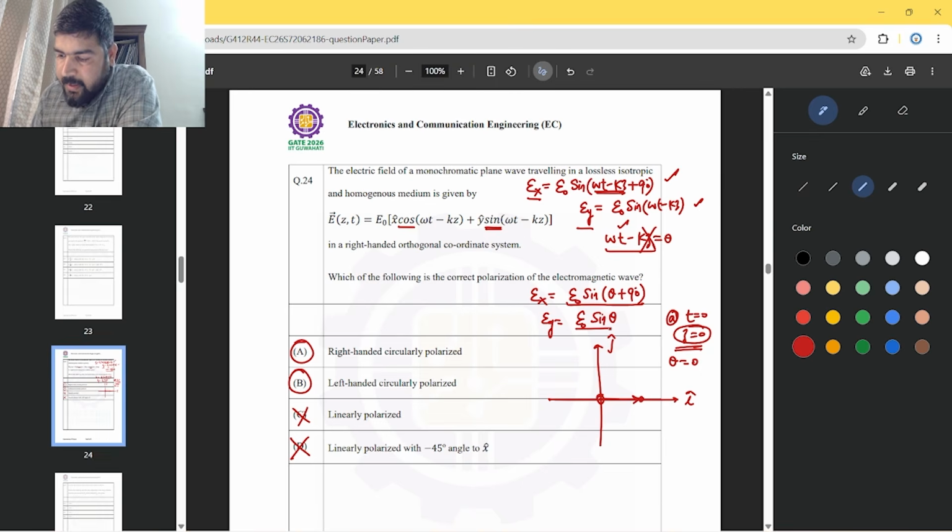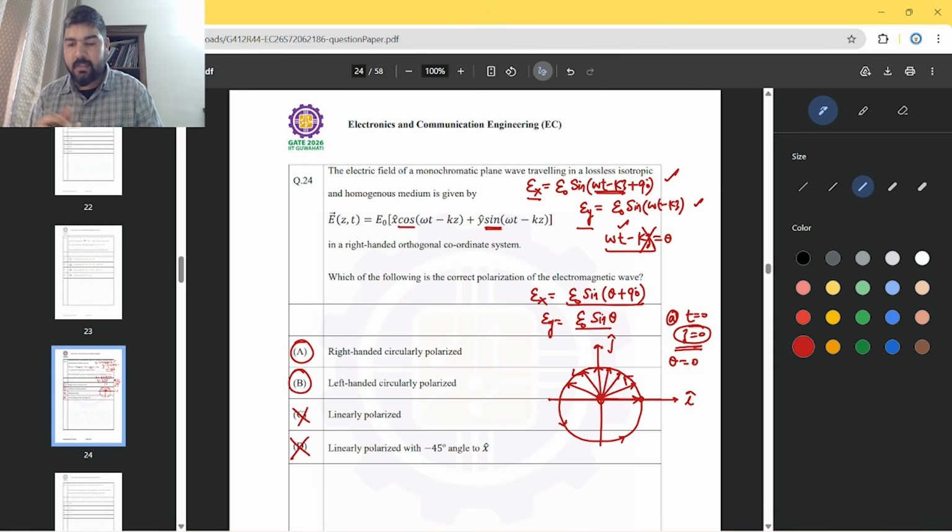It means the resultant electric field will move from here to here, but the magnitude will remain the same. The resultant electric field will move from i cap to j cap. It means it is moving like this. If I fix the position and change the time, then the resultant electric field will change with time. The resultant electric field direction will change like this. So obviously it's circularly polarized.